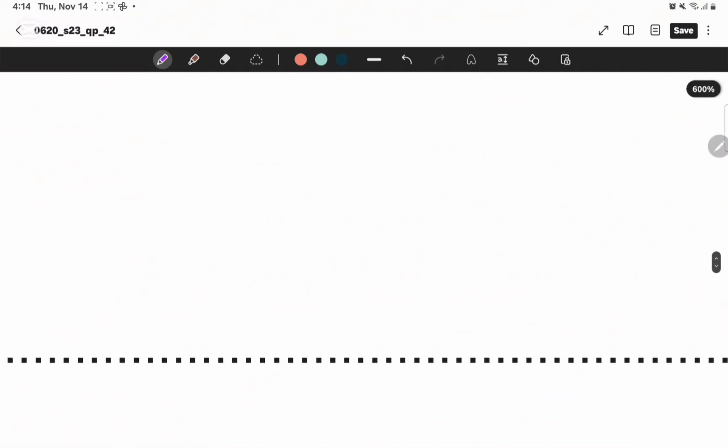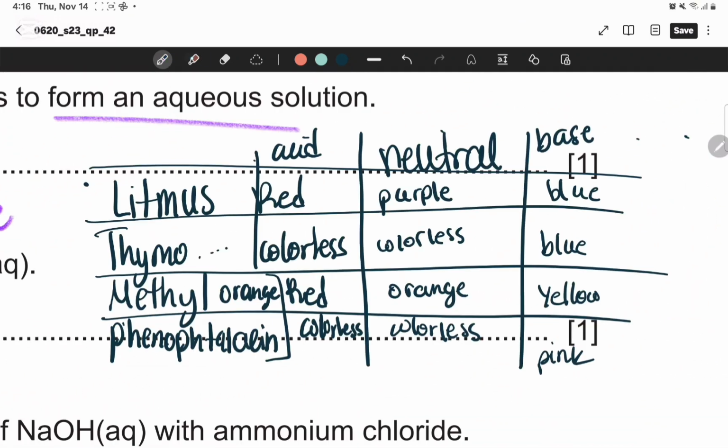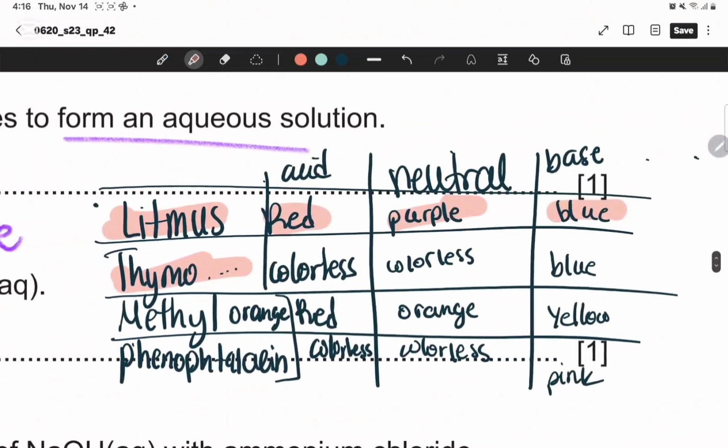Let me just write it really quickly. Litmus in acids is red, neutral purple, base blue. Thymolphthalein, which is what we were talking about right now, is colorless in acids, colorless in neutral, and blue in base. Methyl orange is red in acids, orange in neutral, yellow in base. And phenolphthalein is colorless in an acid, colorless in neutral, but pink in base.